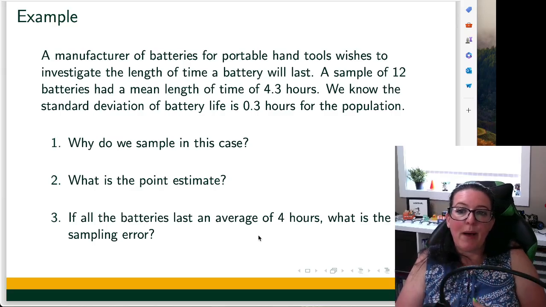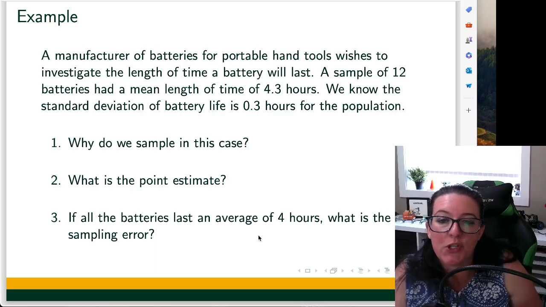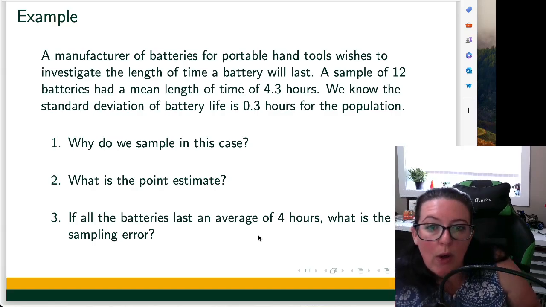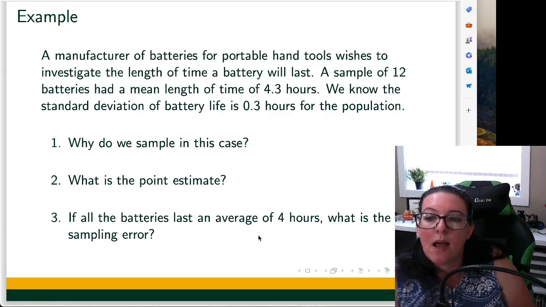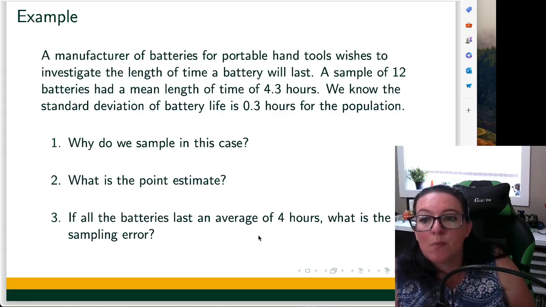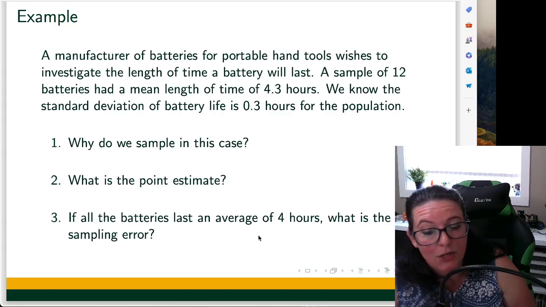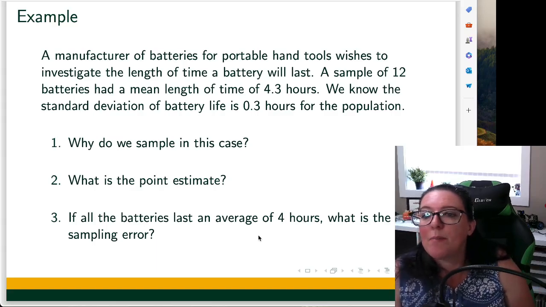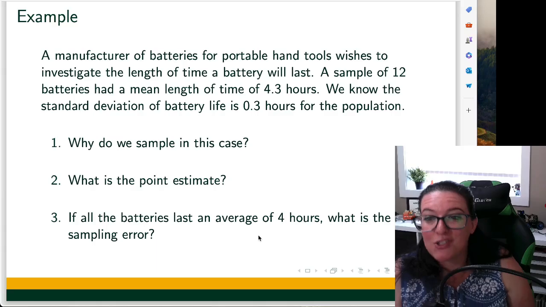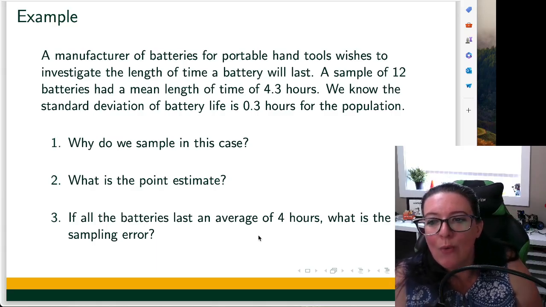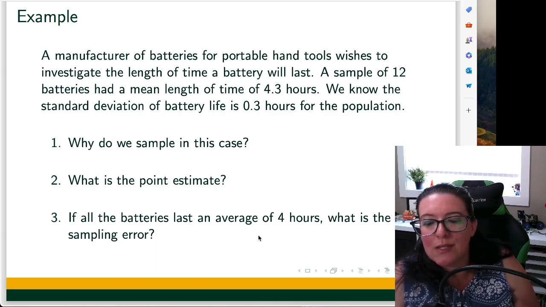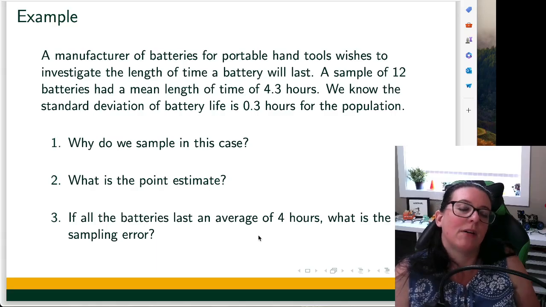A manufacturer of batteries for portable hand tools wishes to investigate the length of time a battery will last. A sample of 12 batteries has a mean length of time of 4.3 hours. We know the standard deviation of battery life is 0.3 hours for the population. So first, why are we sampling in this case? Well, in order to test the battery life, we have to use it up. And so the test here is destructive. So it doesn't make sense to do this for every single battery. We would have no batteries left to sell.